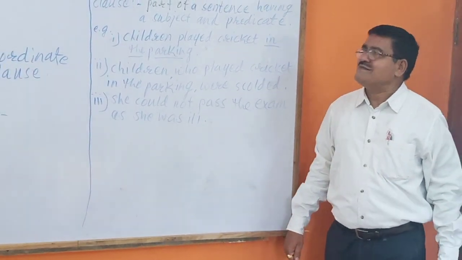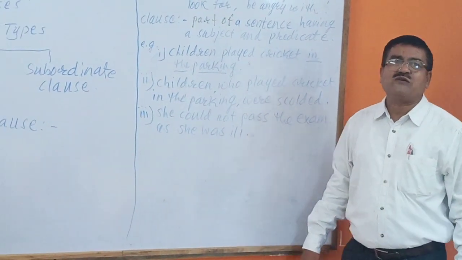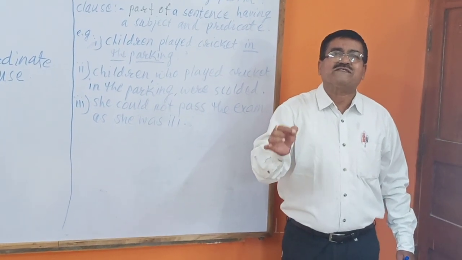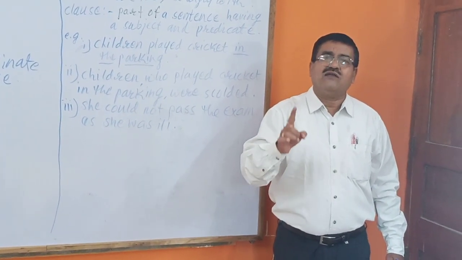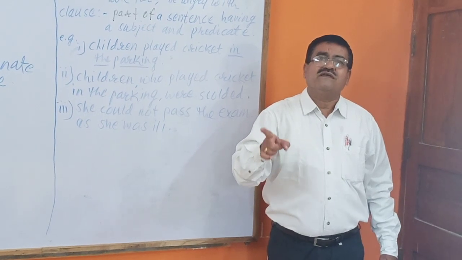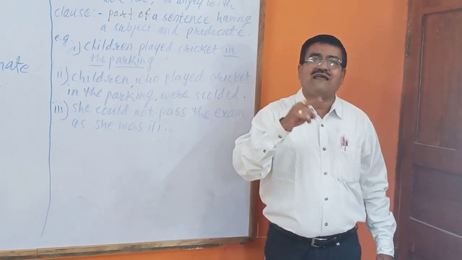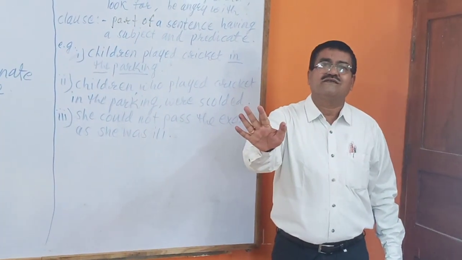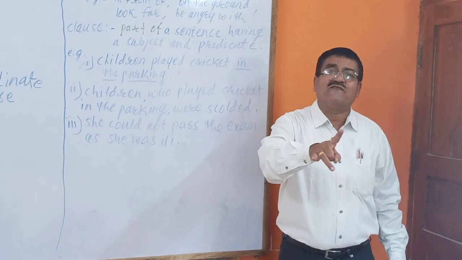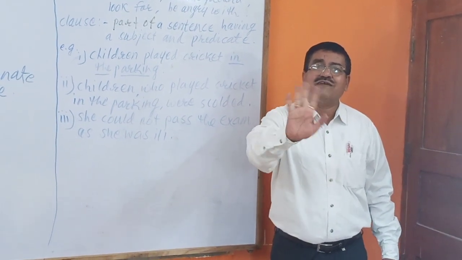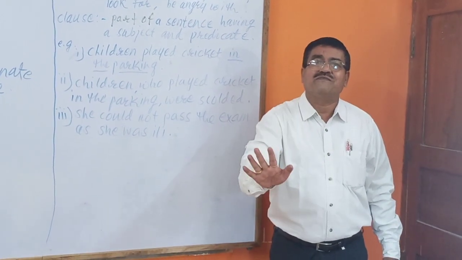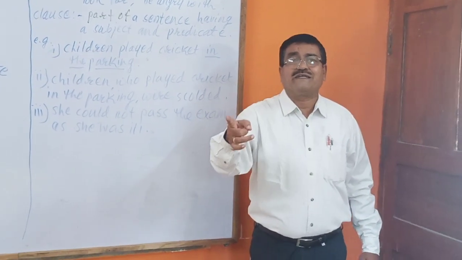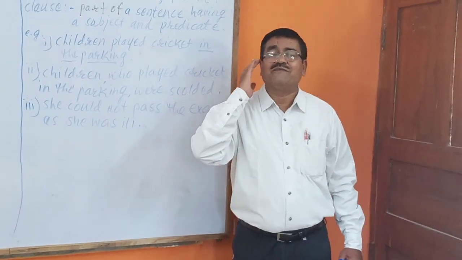Now, brothers and sisters, let us proceed to the basic types of clauses. Once again I repeat. Clause is the part of a sentence which is having one subject and one predicate. Without subject and predicate, there cannot be a clause. A phrase is only a group of words having no subject, having no predicate, having no finite verb. But clause is having a subject and a predicate that is finite verb.